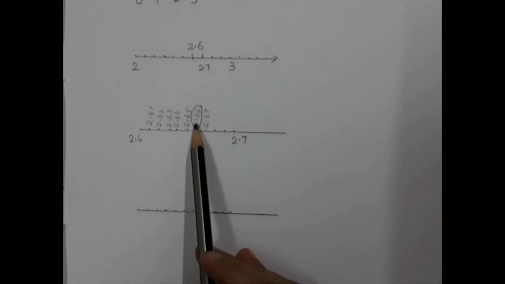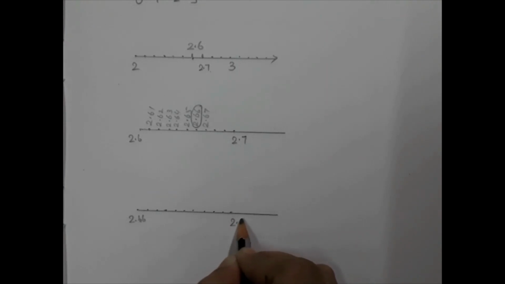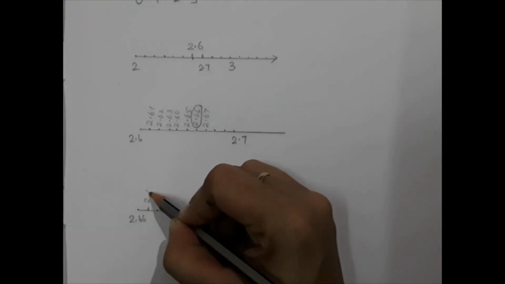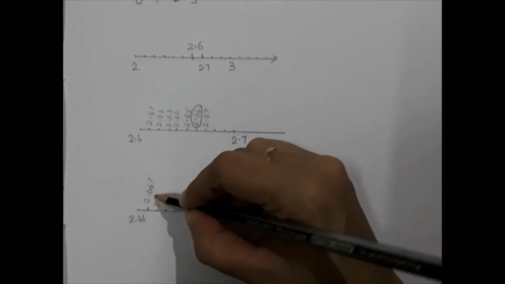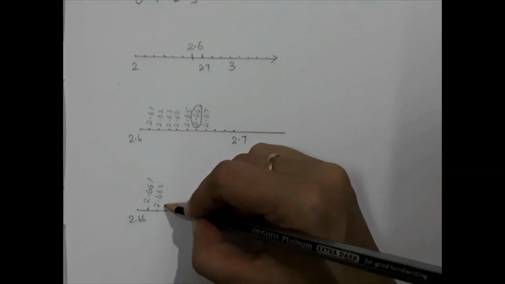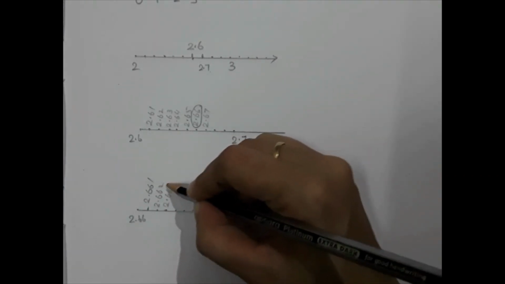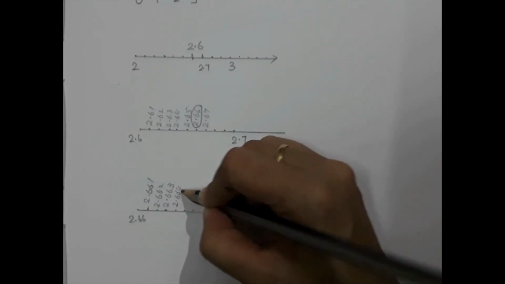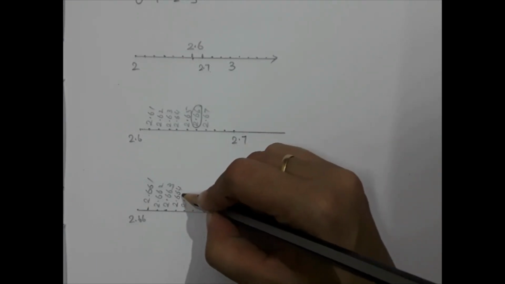And then between what? 2.66 and 2.67, this will be 2.66 and this will be 2.67. And the first point is what? 2.661. Next point is 2.662. Next point is 2.663. Next point is what? 2.664. The next point is 2.665.